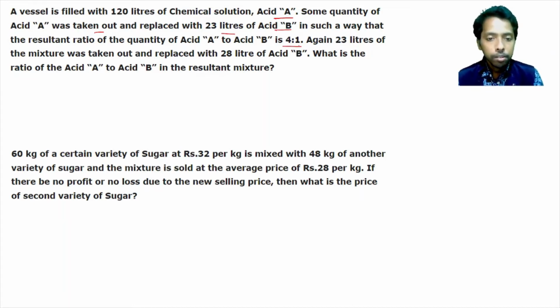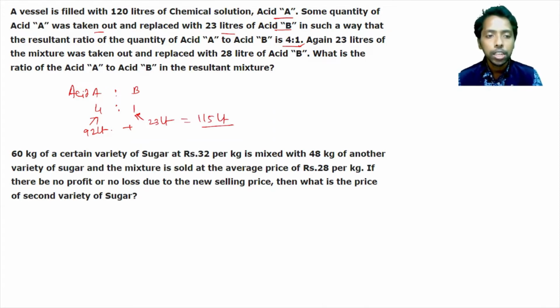Now see here, initially there is no acid B, only acid A, 120 liters of chemical solution. After adding 23 liters of acid B, the ratio becomes 4:1. That means this is acid A and this is B. So 4:1 it becomes after adding B, because initially there is no B. That means this 1 unit now is 23 liters. So what is the acid A in the present mixture? That is 92 liters. So what is the total then? That is 115 liters.